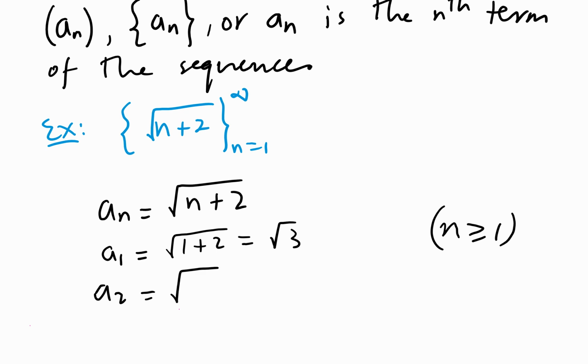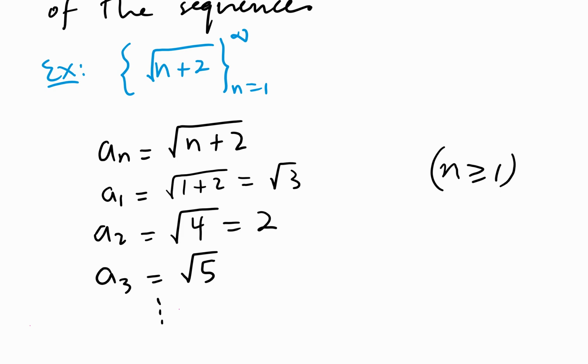a2 is going to be the square root of 4, but please make sure you simplify it. a3 is the square root of 5, and so on and so forth.